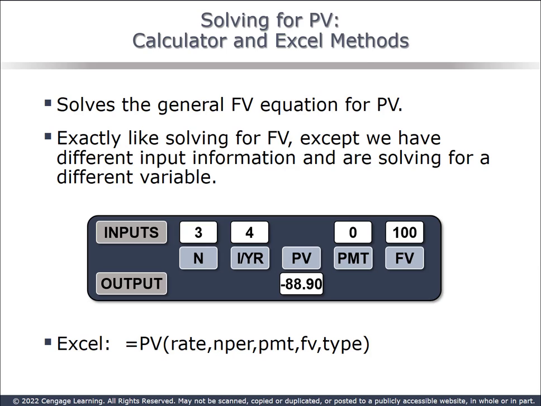In your calculator, using the same technique as we used for future value, enter 4 values and solve for the 5th. N is 3, IY is 4, payment is 0, future value is 100. It's a positive, it's an inflow. Compute present value, and the comparable Excel function is shown at the bottom.